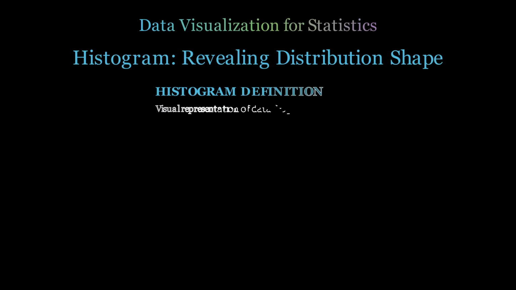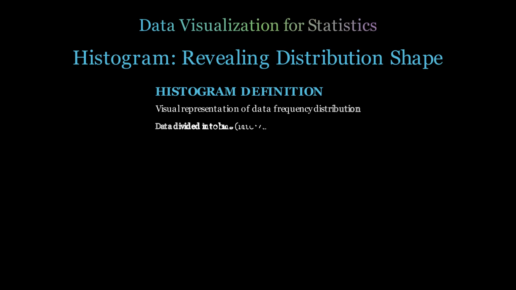A histogram is the workhorse of statistical visualization, your first and most important tool for understanding data distribution. It divides your data range into bins or intervals, then displays the frequency of values in each bin as bars. The height of each bar represents how many data points fall in that interval.